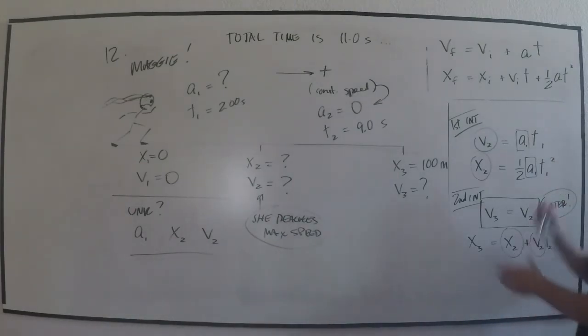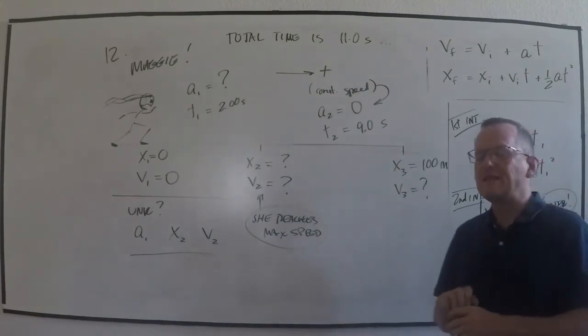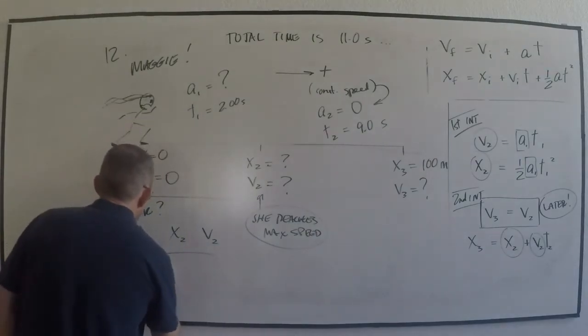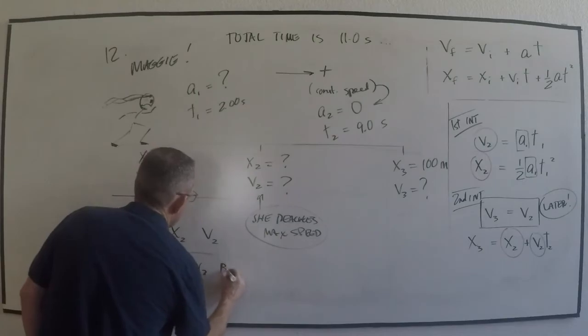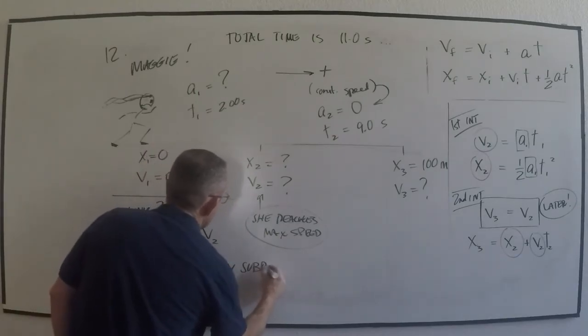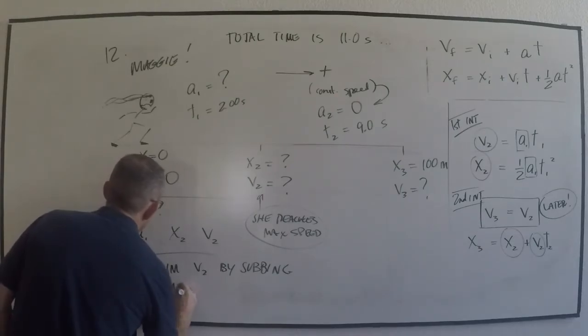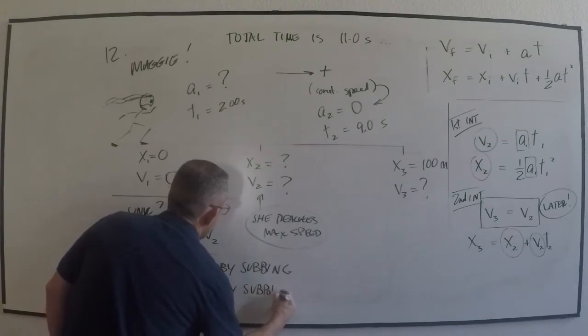Now, you can go about this any way you like, but here is what I think the easiest way is. I think the easiest way is to eliminate V2 by subbing and eliminate X2 by subbing.